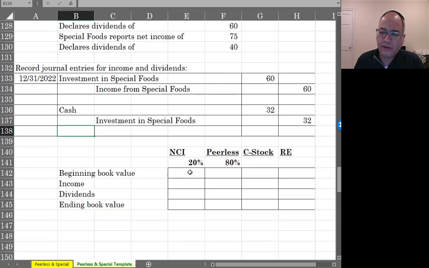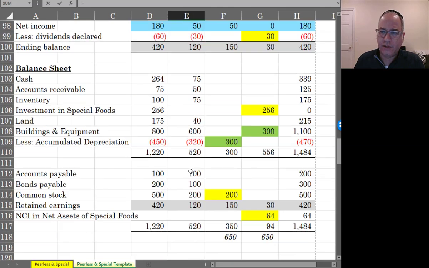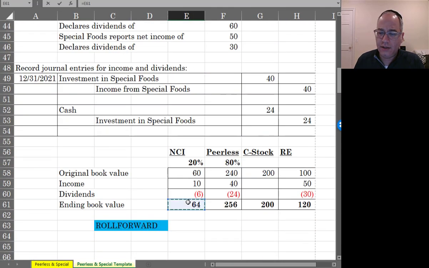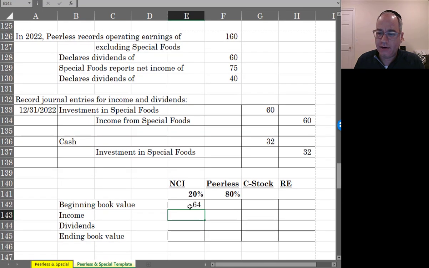So the beginning balance, here's our roll forward. I like roll forwards. And these are the balances from last year that I'm carrying forward. So Peerless had recorded, of the income of the sub, 60, and 20% of that, 75 times 20%, would be 15, belongs to the non-controlling interest. And the whole thing goes to retained earnings. I'm explaining it a little differently. I'm going by row instead of column. It might be clearer this way.